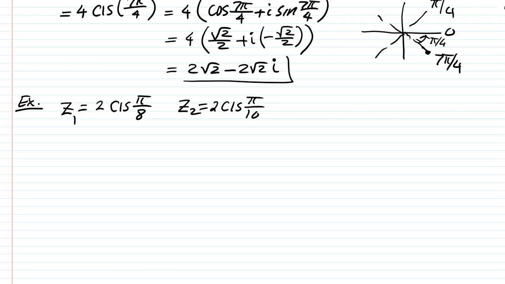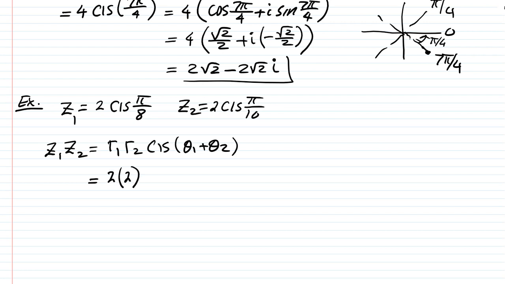Let's multiply and divide these two complex numbers. And we'll keep the values exact, because these are not special angles. I'm going to go z1, z2. First, the product. The product is r1 r2 cis theta 1 plus theta 2, correct? And well, r1 is 2, r2 is 2, cis, sum of the two angles, that's pi over 8 plus pi over 10. There we go.